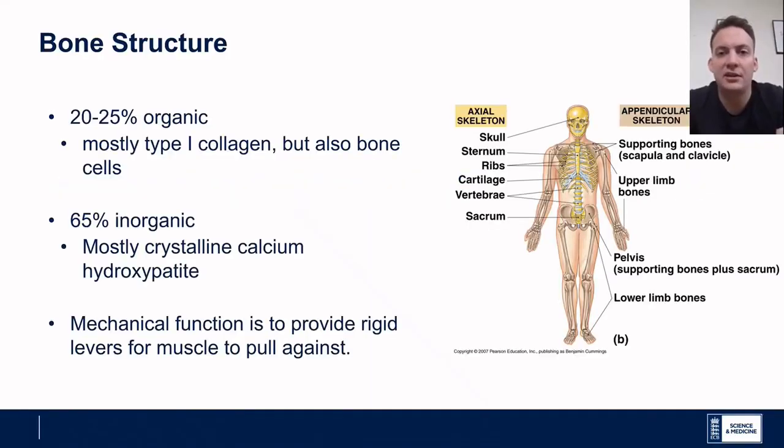So, bone itself, the main aim of bone is to provide protection from fracture, and how bone does this is it tries to optimize bone mass, but also doing this in the most minimal way possible so it doesn't incur a large metabolic cost on the body. Basically, it doesn't need much energy to function. Bone itself is comprised of mainly inorganic material, and its main mechanical function is to provide rigid levers for muscle to pull against, which allows us to move, which is pretty important.